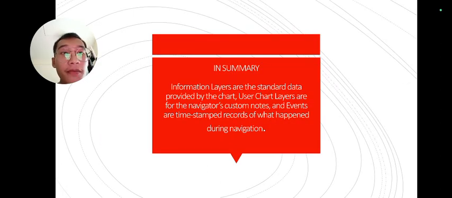So in summary, information layers are standard data provided by the chart. User chart layers are for navigators' custom notes, and events are timestamp records of what happened during the voyage.